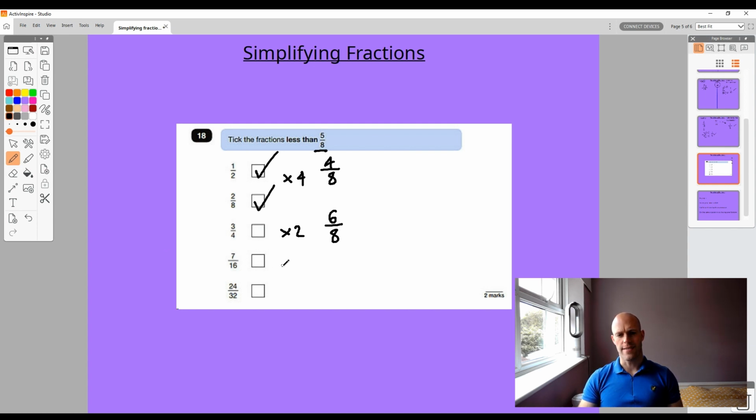Got to change 16ths into eighths. So I then need to divide by 2. That would give us a denominator of 8. And it would give us a numerator of 3.5. We can't really say that, but it gives us an equivalent that is less than 5/8. So we can tick that one. And then the final one here, we're into 32 as our denominator. We need to divide both the numerator and the denominator by 4. 32 divided by 4 is 8. 24 divided by 4 is 6. 6/8 is not less than 5/8, so we're not doing anything else.